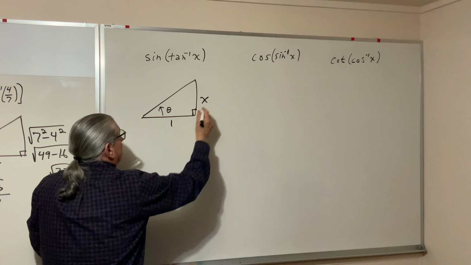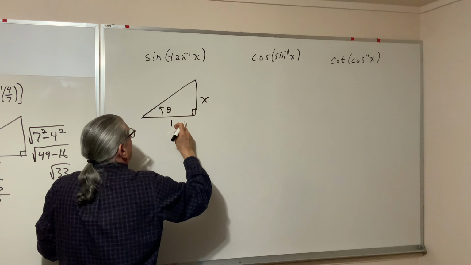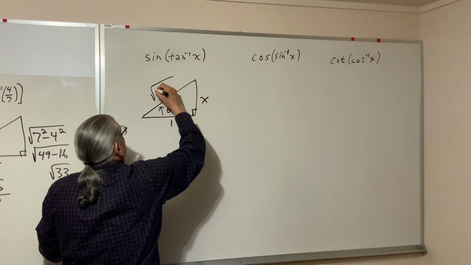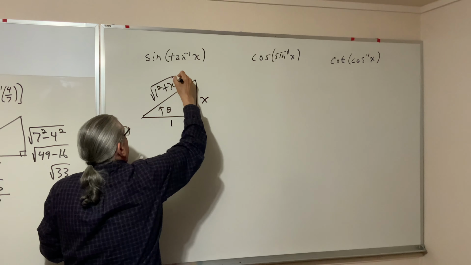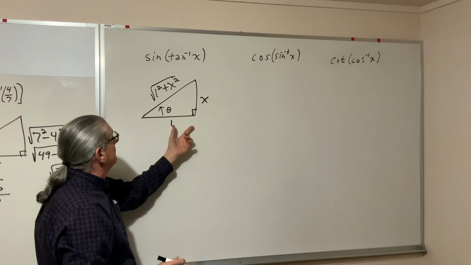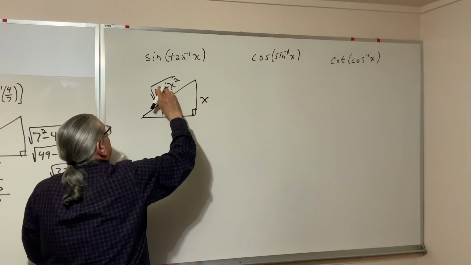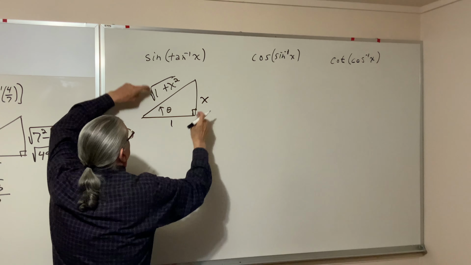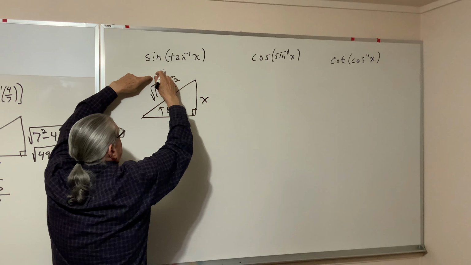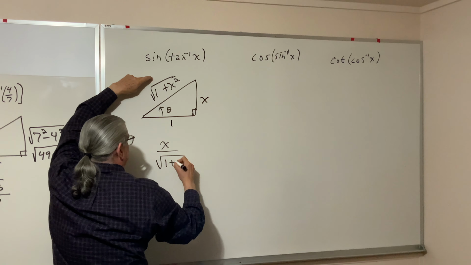So the tangent is just x over 1. Now this one here must be the square root of 1 squared plus x squared. These two squares add together, take the square root. We don't need the square on the 2. We can remove that. And now we want the sine. The sine is just the opposite over the hypotenuse. So the sine is equal to x over the square root of 1 plus x squared.